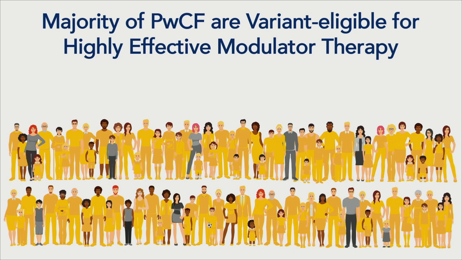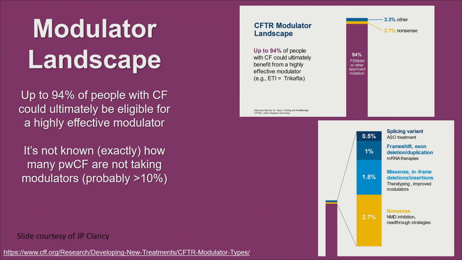So as all of you are aware in this room, the majority of people are now variant eligible for highly effective CFTR modulators. But the highly effective modulators are not a cure, and they still require people to take pills every day for the rest of their lives. Furthermore, approximately 6% of patients do not have access to highly effective modulator therapy because they're ineligible based on their variants. Also, there are some people we know who are not able to take the modulators because of intolerance. So we do still have work to do.